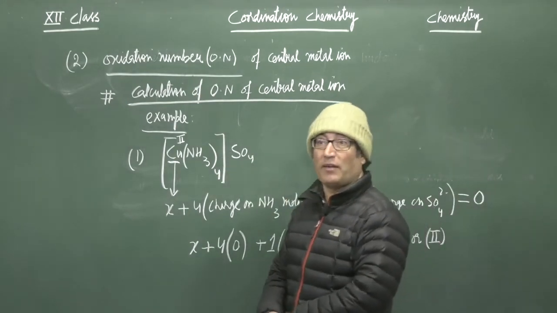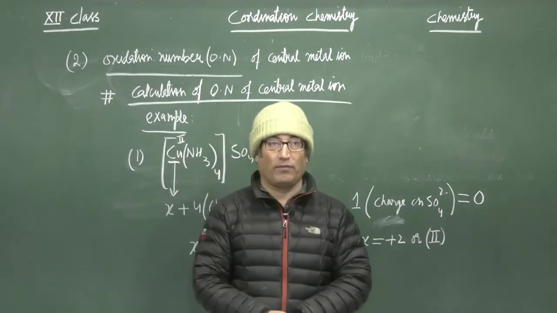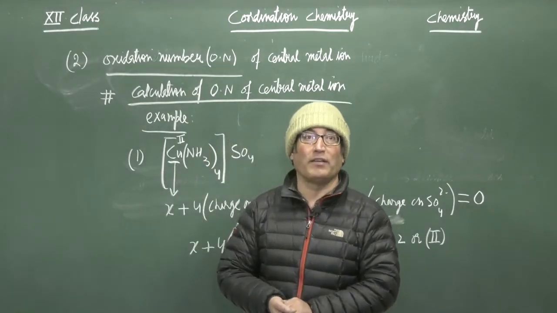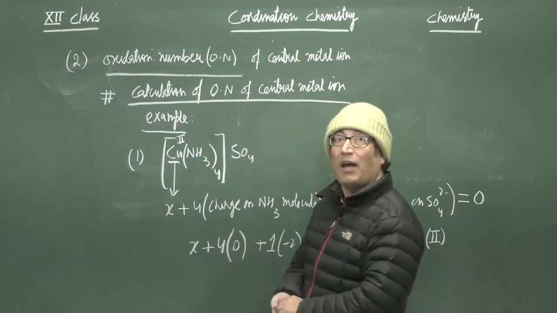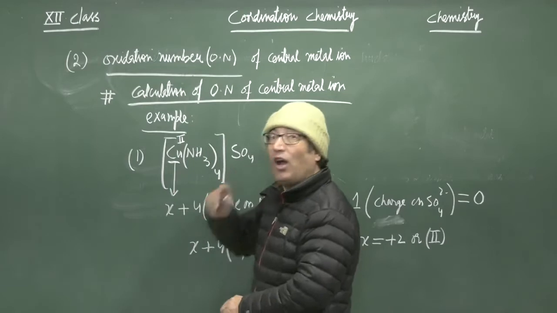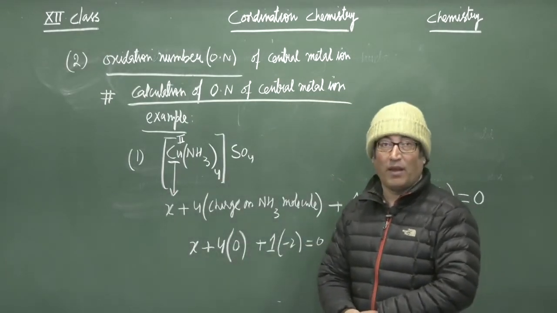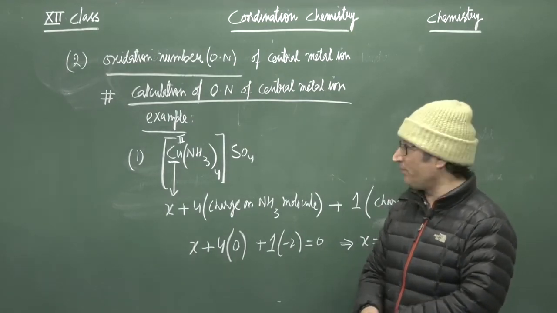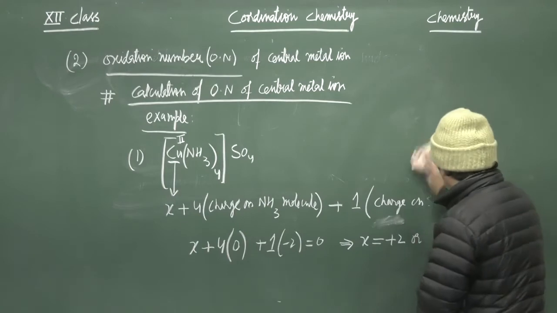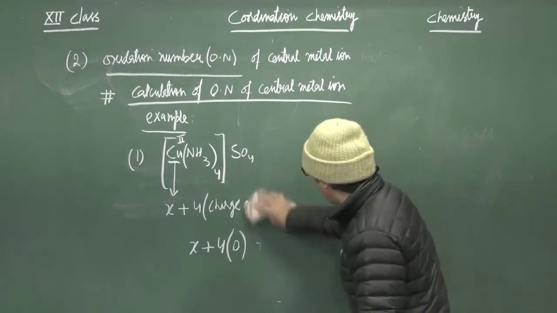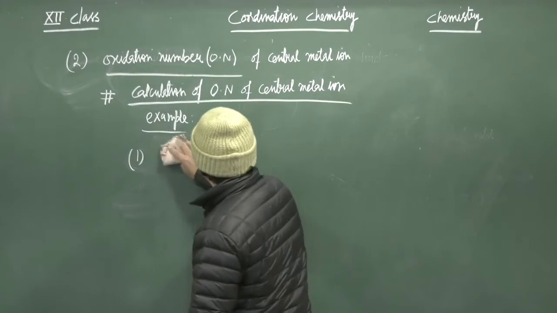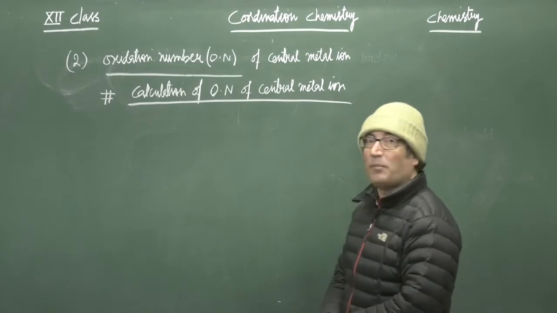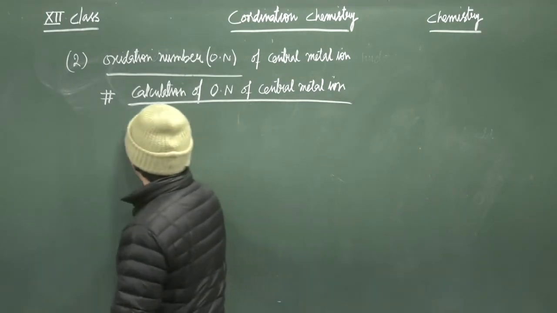Correctly calculating the oxidation number of the central metal ion is very important. Why? Because in our next topic, the IUPAC nomenclature of coordination compounds, in the IUPAC name you have to mention the oxidation number of the central metal ion. And if you don't know how to calculate it correctly, your IUPAC name will be wrong. Okay? So I think you have now learned how to calculate it. As an exercise, I'll give some more examples so that you can calculate the oxidation number at home. Before that, I'll give you one more example.